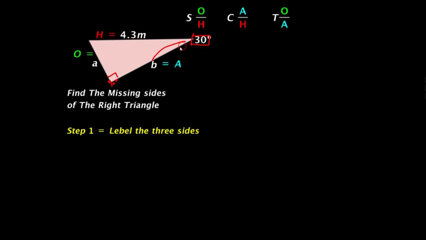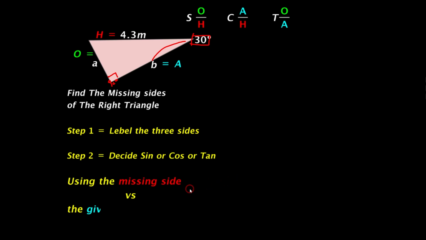According to angle theta, the adjacent side was B in the question, we label it with A. The opposite side, according to the question, was A, our label is the opposite side, O. Then decide, do we use sine, cos, or tan? To decide that, we use the missing side. In this case, we have got two missing sides, and we relate that missing side with the given side. Now, our given side is 4.3.